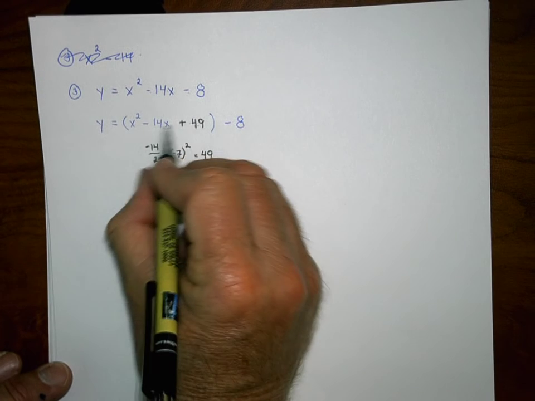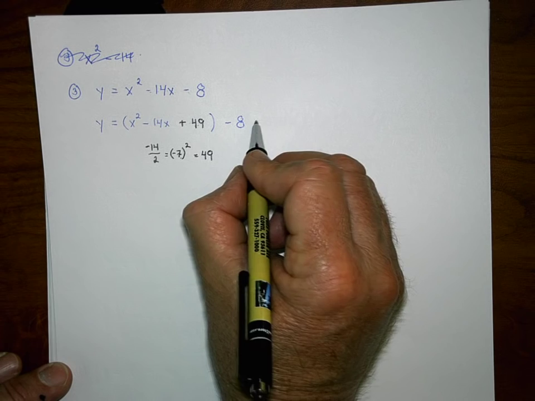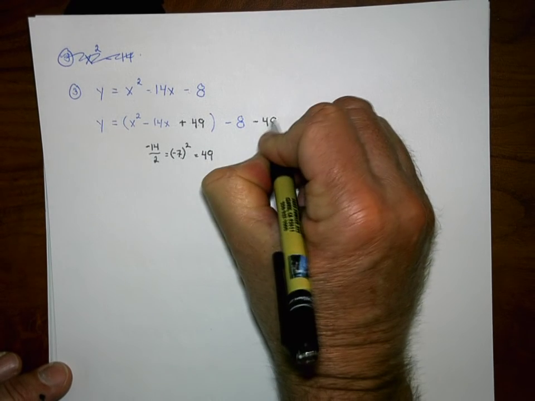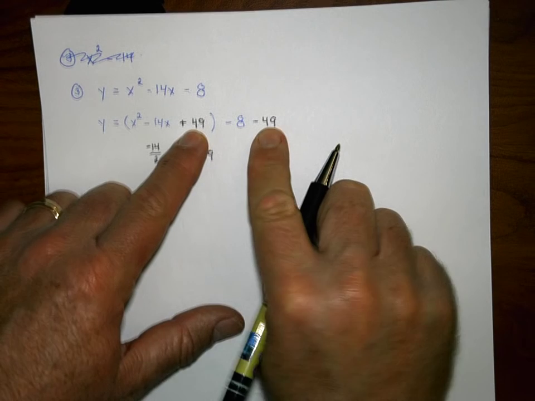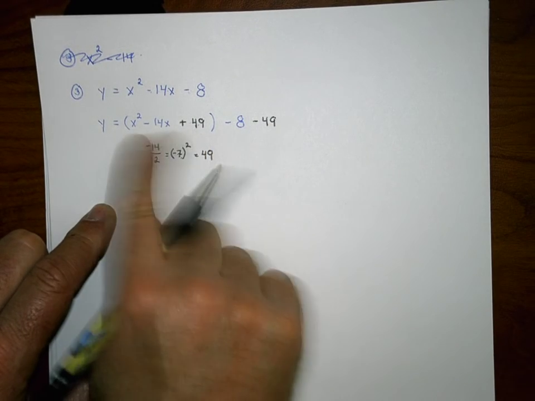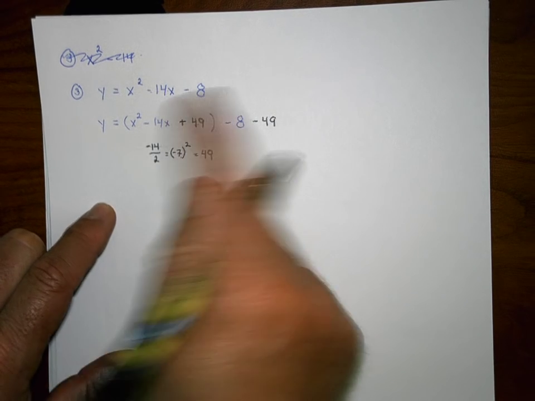I now have a perfect square trinomial. Now I have to balance it out outside. I wrote plus 49, so outside I write minus 49. That balances those two out. Okay? So now I'm going to take this trinomial right here, which is called a perfect square trinomial, and I'm going to factor it.